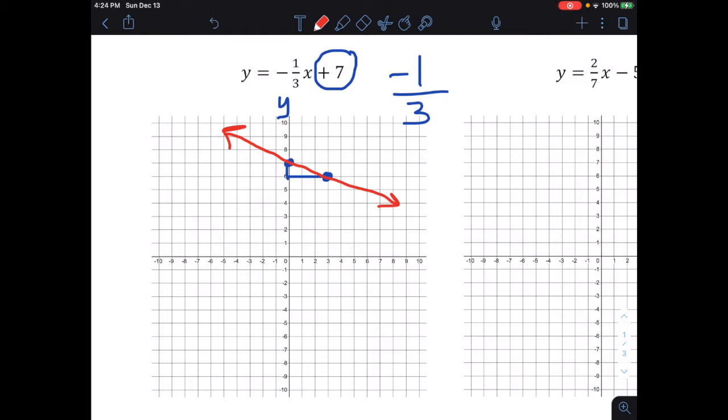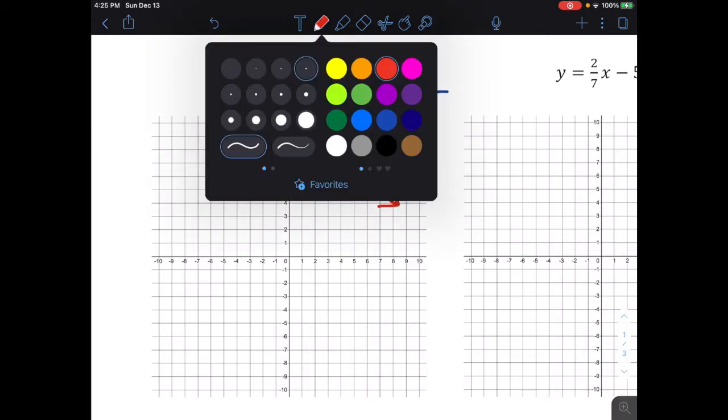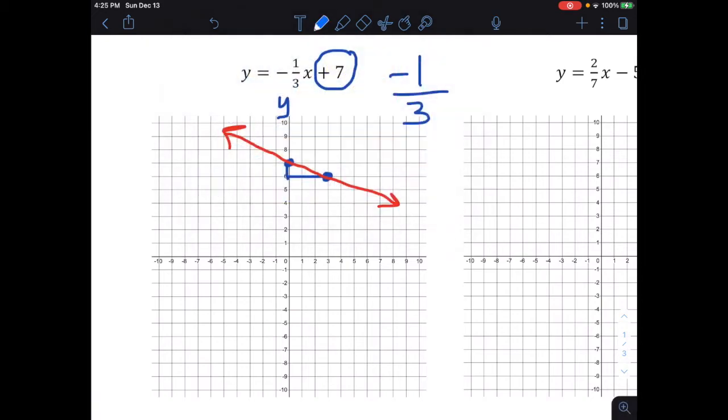Okay, so you may notice I only made 2 points, and that's because that's all we need to graph a line, is 2 points, because there's only one line that goes through 2 points. Okay, so I could have continued and made more points, but I don't have to. I only need 2 points in this case, so that's why I did that. All right, let's keep going here.